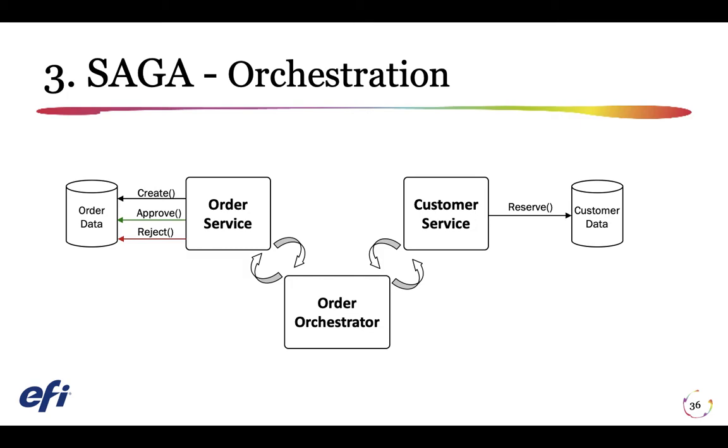So, in the case of our scenario, when a new order request comes, the order orchestrator would tell the order service to create an order in a pending state. Then the order orchestrator would ask the customer service to reserve the credit limit. Depending upon the communication from the customer service, it will again ask the order service to either approve or reject. The benefit of orchestration is that the order service and the customer service do not know about each other. They only talk to the order orchestrator.